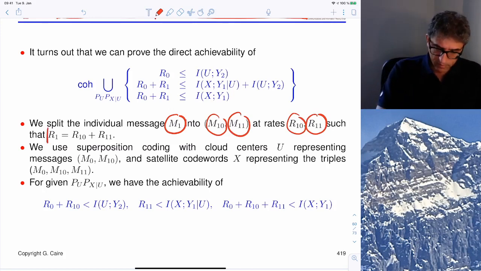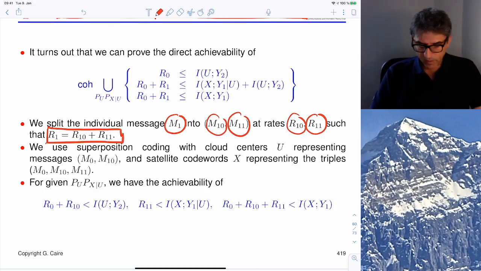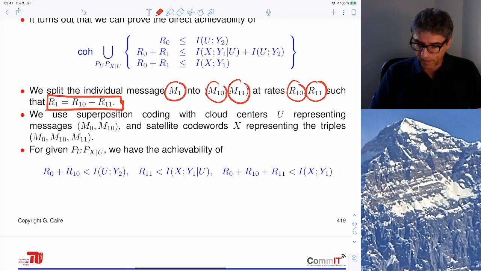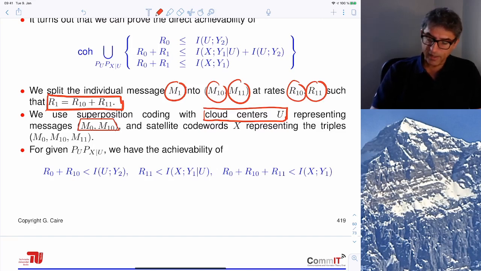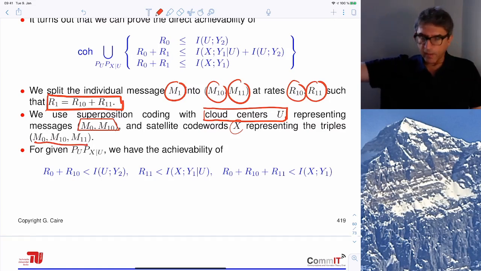R10, R11, such that the rate for the private message of user 1 is going to be the sum of the two rates. And then we basically deliver the M10 part of the message for user 1 into the common message. So we create a new common message, which is in fact M0, M10, which can be decoded by both users. And we use the cloud centers, so the auxiliary codebook U, to encode this message. And then we use the satellite codewords X to represent simply M11. So at the end, the satellite codewords will encode the triple M0, M10, which is the cloud center, and then M11, which is the satellite around that cloud center.